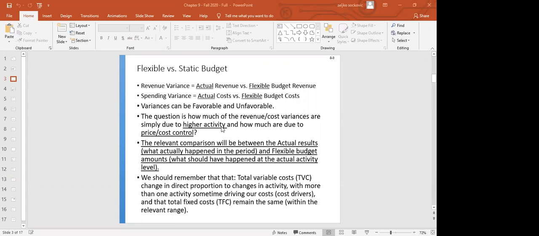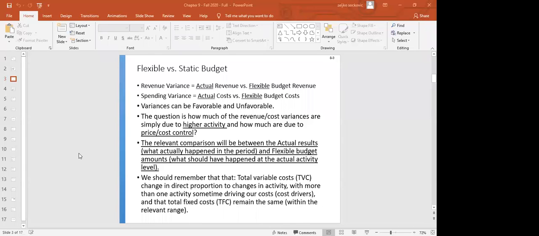So we see here, the question is how much of the revenue variance is due to higher or lower activity, and how much is due to price and cost control, those functions that I talked about. So the flexible budget is actually a very good thing. It's very interesting and useful. The relevant comparison will be between actual results, what actually happened, and flexible budget amounts, what should have happened at the actual activity level.